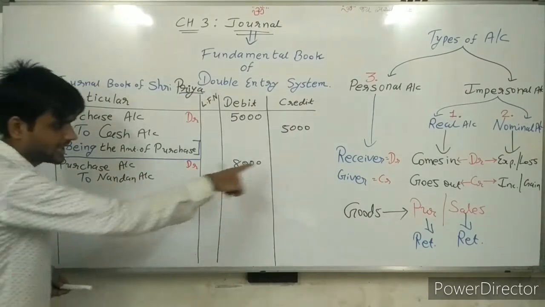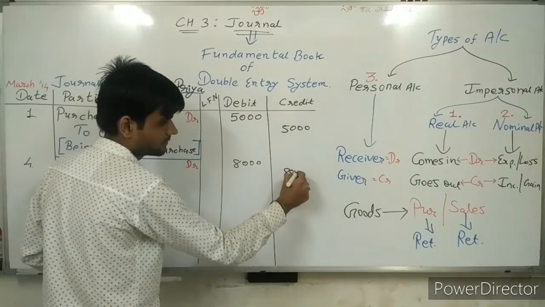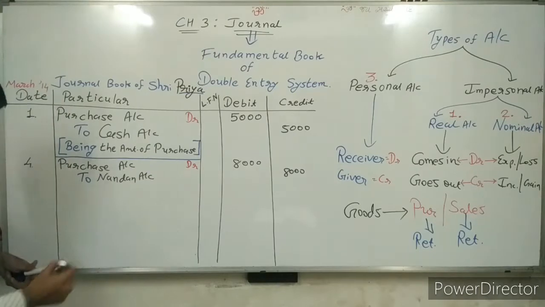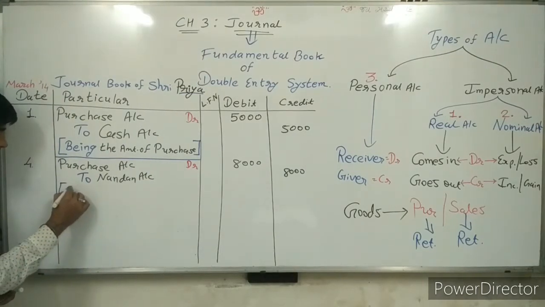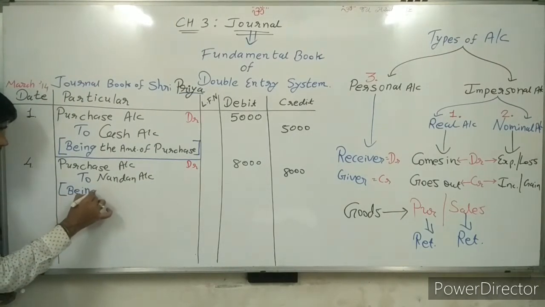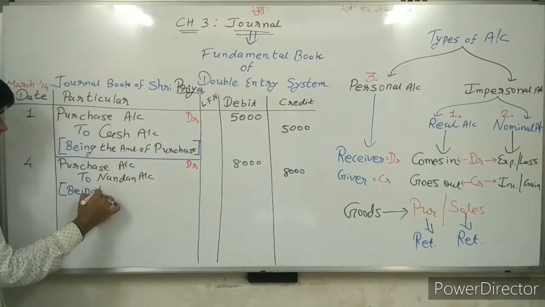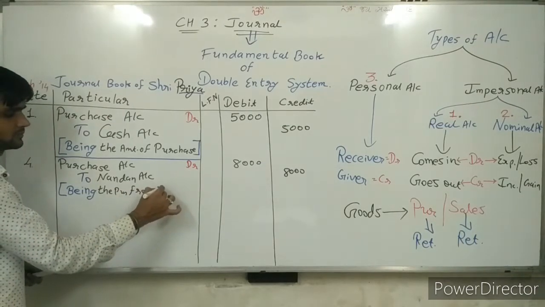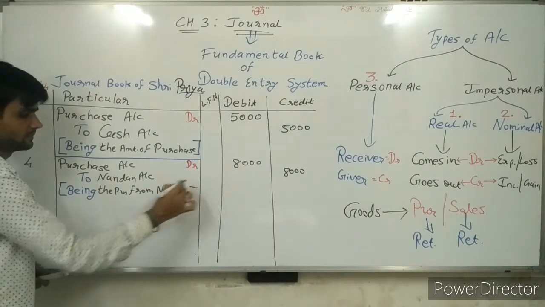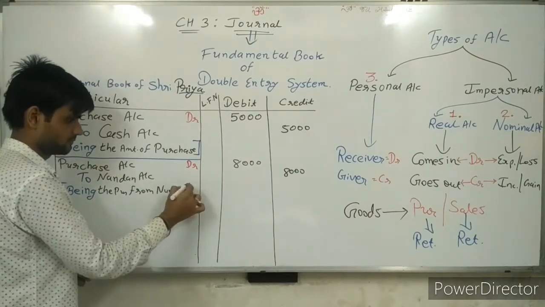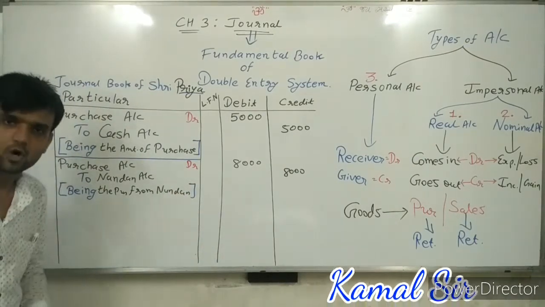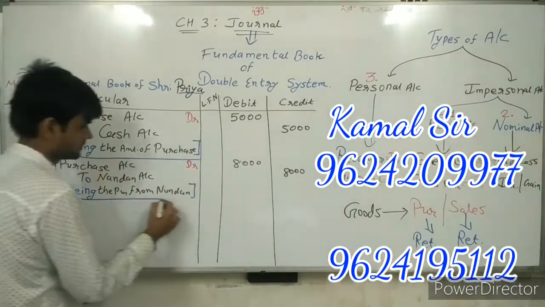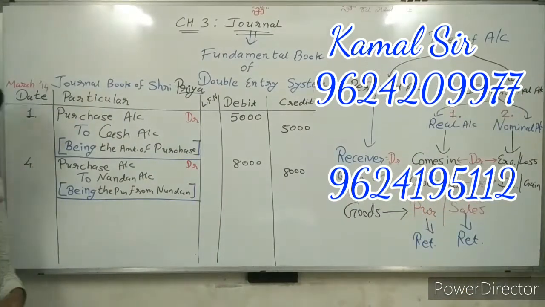Not writing CR. Directly on the credit side, 8,000 rupees. And again, narration is compulsory. Being the purchase from Nandan. Purchase from Nandan. That's it. Complete.